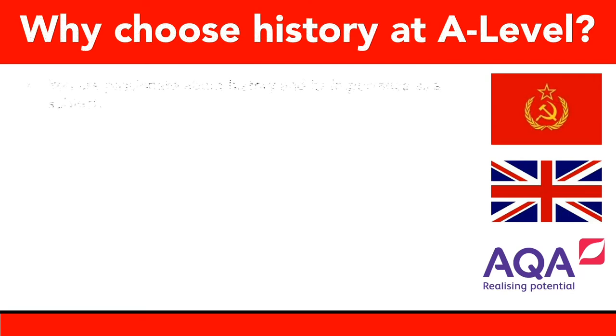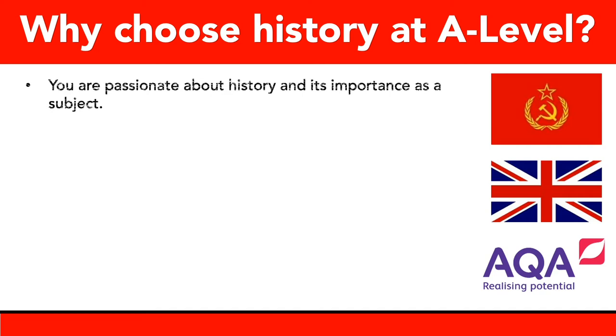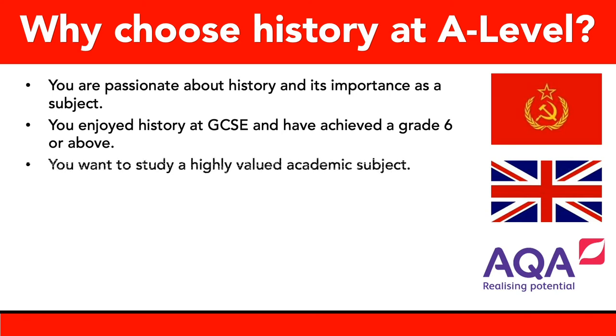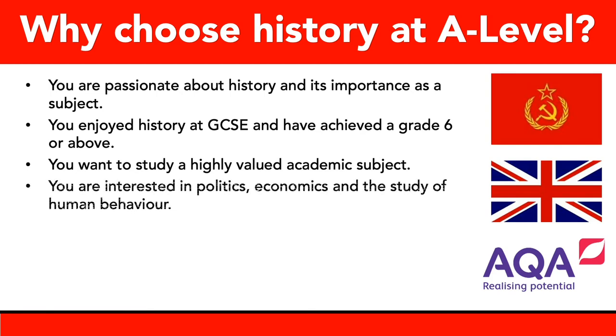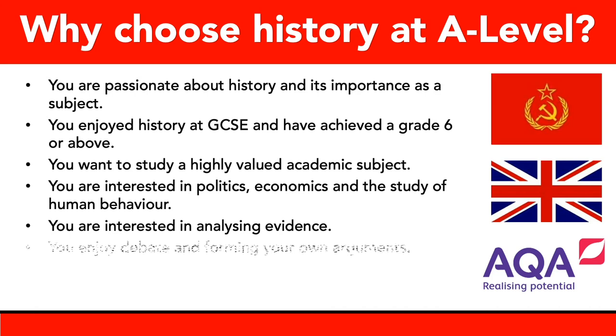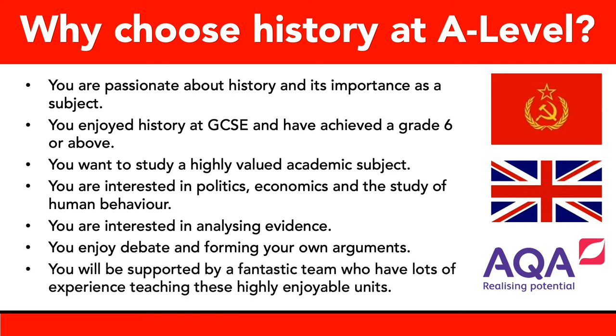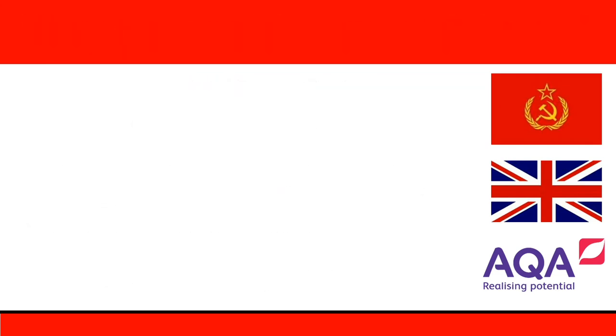It's really important that you spend a long time to think about what A-levels are right for you. Here are some reasons why you should choose A-level history. If you're passionate about history and its importance as a subject, and have enjoyed it at GCSE, on track to achieve a grade 6 or above, then history is the right subject for you. If you want to study a highly valued academic subject, where you get to learn about politics, economics, and the study of people and human behaviour, you enjoy analysing evidence, debating and forming your own arguments, then this could be the subject for you. You'll be supported by a fantastic team who have got lots of experience teaching these highly enjoyable units.